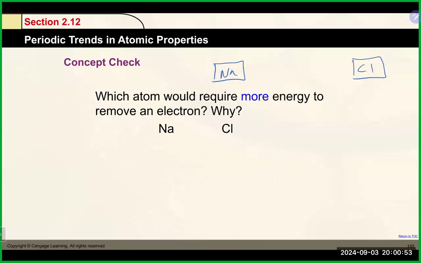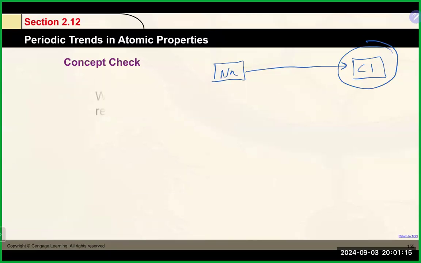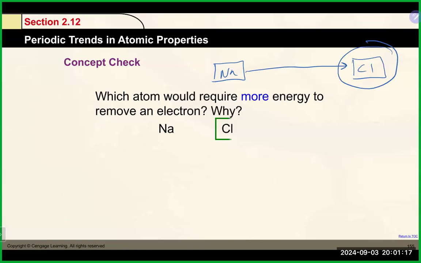So sodium and chlorine are in the same period on the periodic table. Chlorine is further to the right, which means it should have a higher ionization energy. Again, it will have more protons and a bigger effective nuclear charge, which pulls those outer electrons closer to the nucleus, so it's going to have a much higher ionization energy as well.